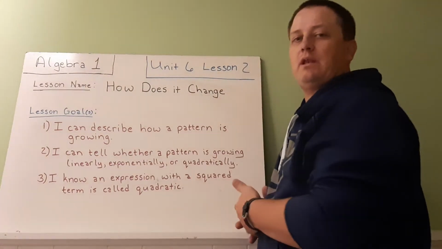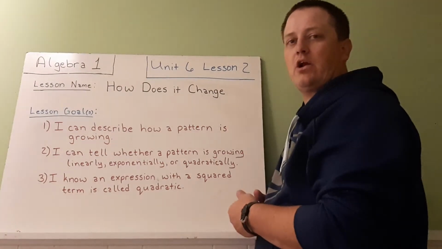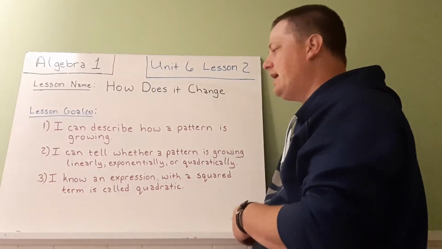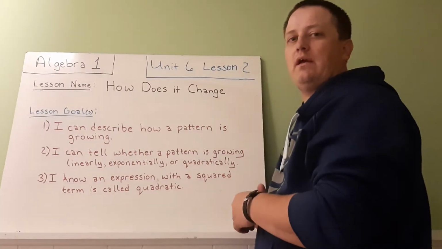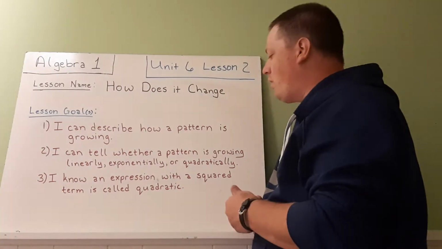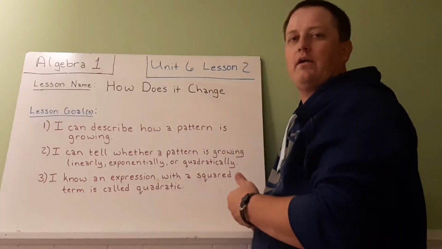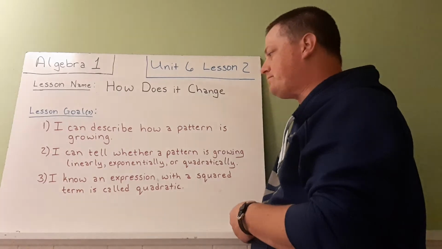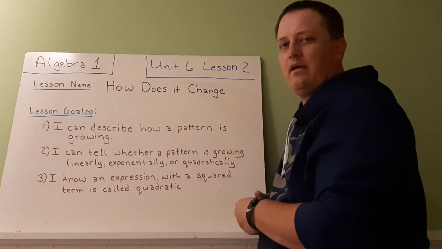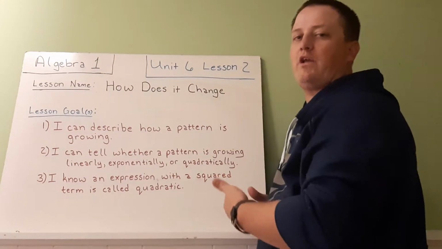So one of the big things that we need to look at as we look at growing patterns is, is it linear, which means is there some type of number that's being added or subtracted consistently? Is it exponential? Are we multiplying by the same thing over and over? Or is it quadratic, where we are using the power of 2. I know an expression with a squared term is called quadratic. So this idea of a power of 2, otherwise known as squared, shows us these quadratic patterns.